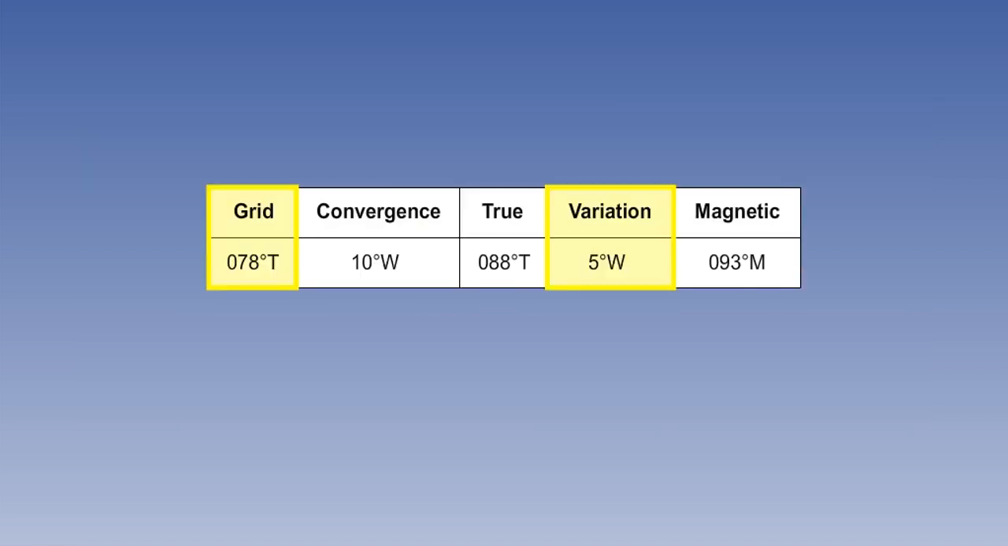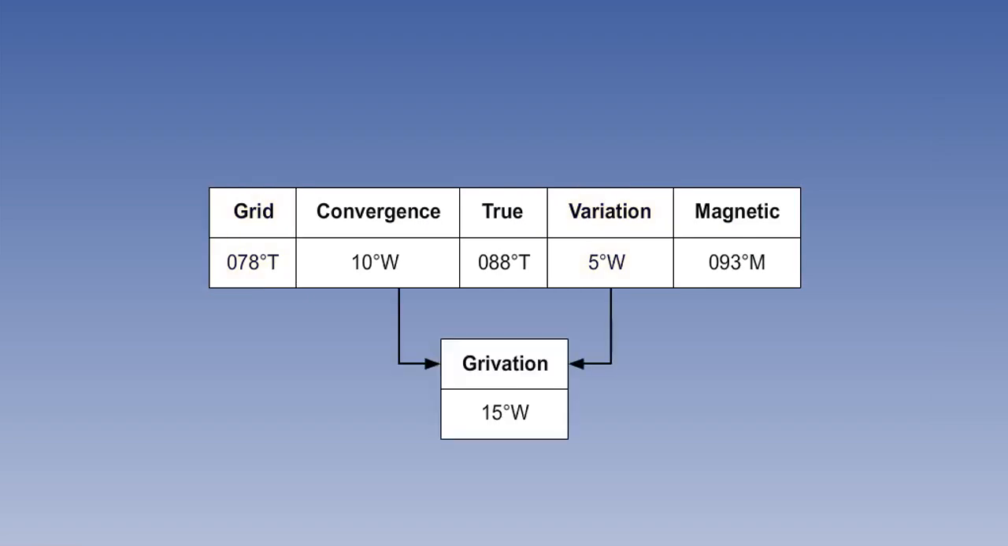Here is just the correction from grid to magnetic. The difference between magnetic and grid heading is called grivation, and it is the algebraic sum of variation and convergence. By using grivation, we can go straight from grid to magnetic. We don't need to bother with true as an intermediary step. By the term algebraic sum, we mean that if the signs of variation and convergence are the same, we add them. If they are different, we take the difference.